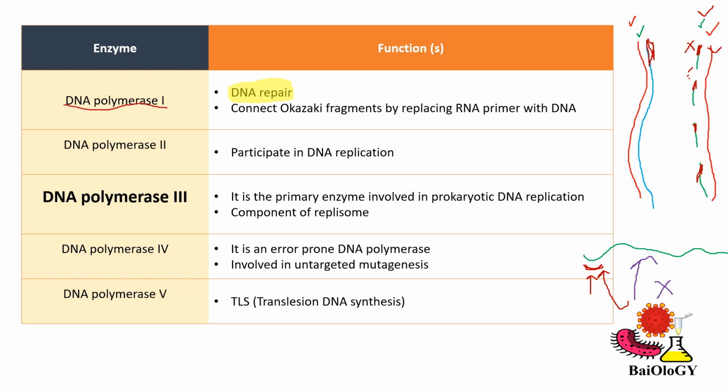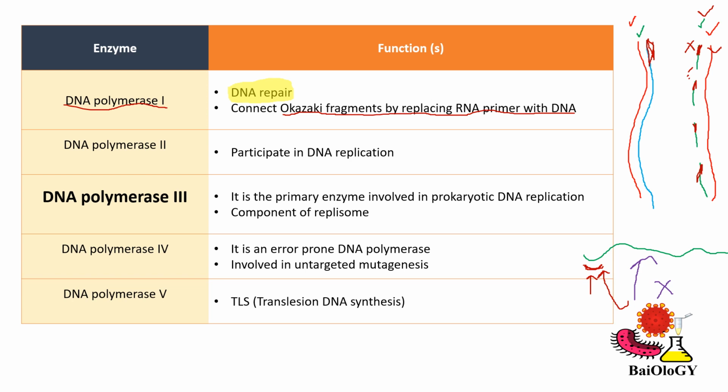It connects the Okazaki fragments by replacing the RNA primer with DNA, leading to the formation of a continuous strand. And the last nick is sealed by another enzyme, which is termed DNA ligase. That was the function of DNA polymerase 1. It is playing a very major role in DNA replication.